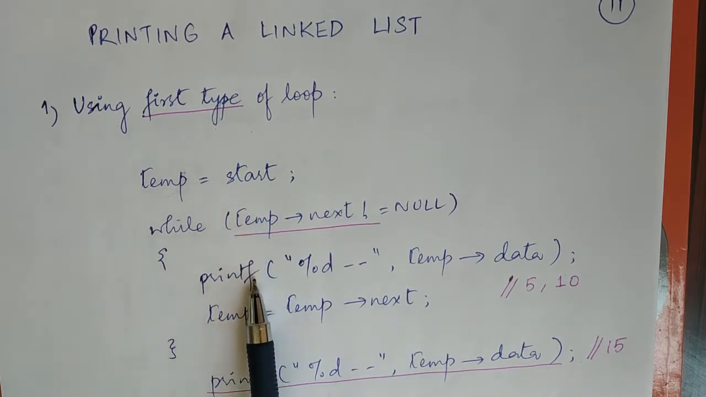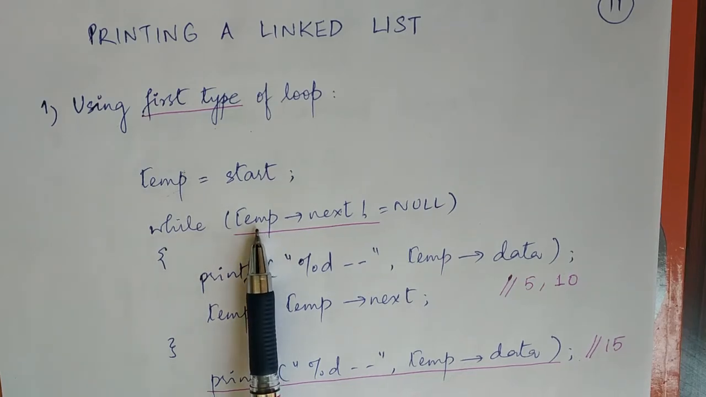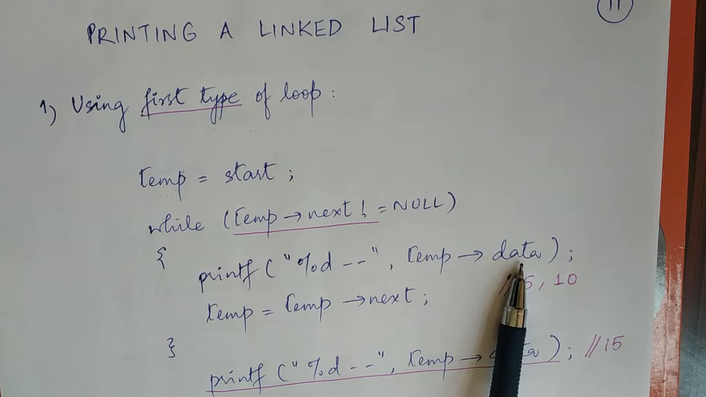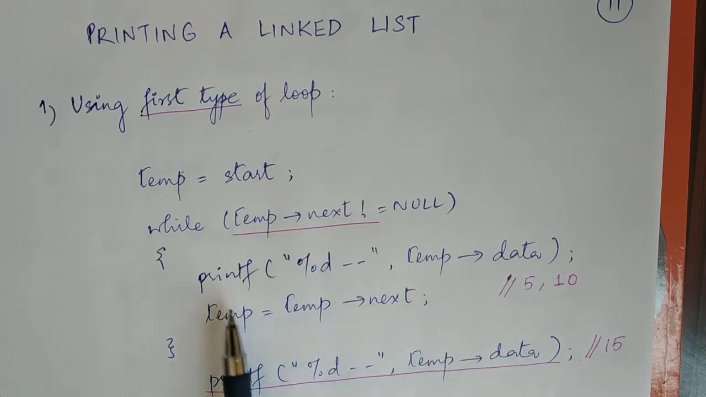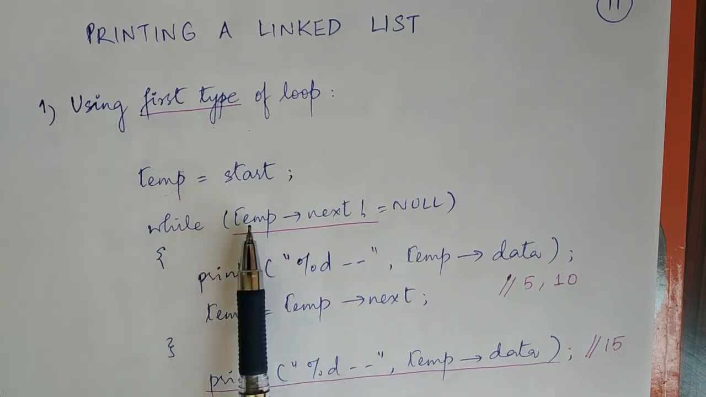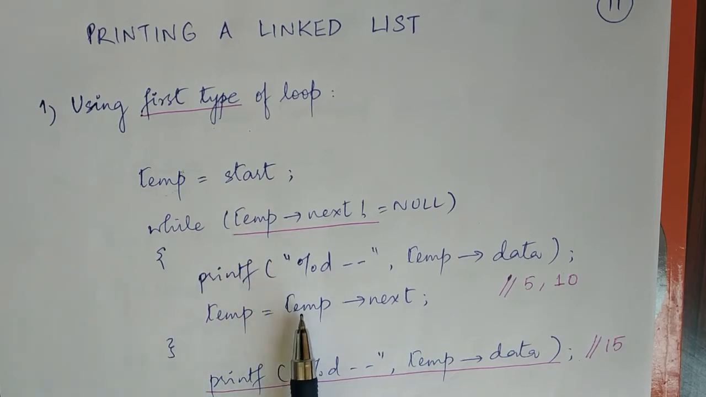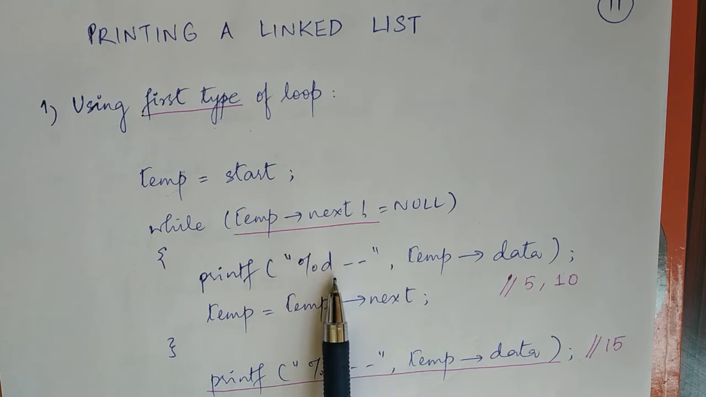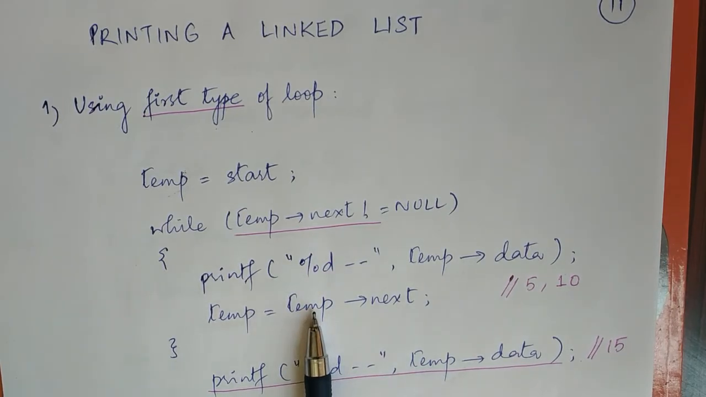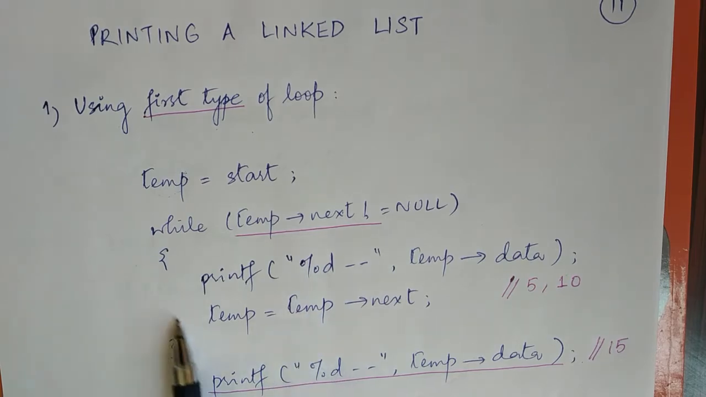So when we enter this loop, right now temp points to the first location. We are printing the data of that first location. Then we increment temp to point to the second node. So it will go on, check if the second node is the last node or not. If not, it will come inside and print the data for the second node. Then it increments temp again and makes it point to the third node.